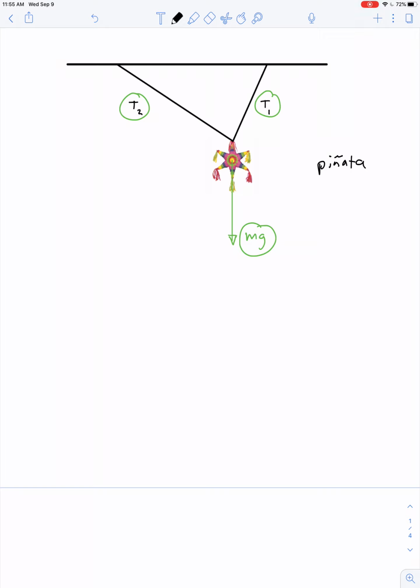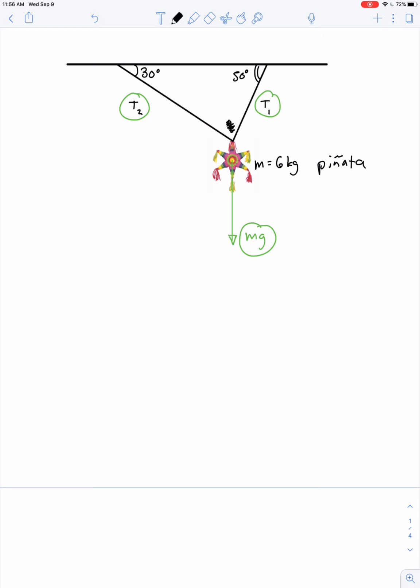What if this piñata has a mass of, how about 6 kilograms? And I won't give the values of the tension, but I will tell you that the angle here is 30 degrees, and the angle here is 50 degrees. So then, without a doubt, the angle here is definitely not 90. So we can't just use right triangle geometry to figure this out.